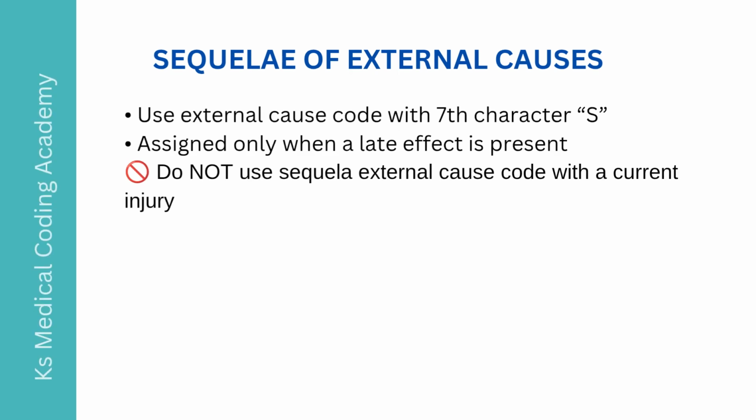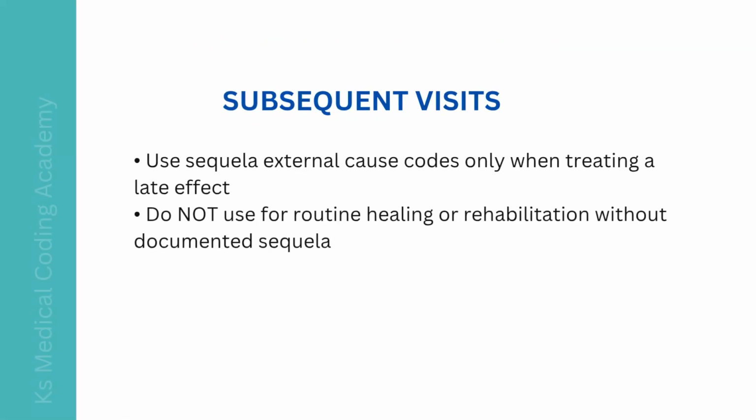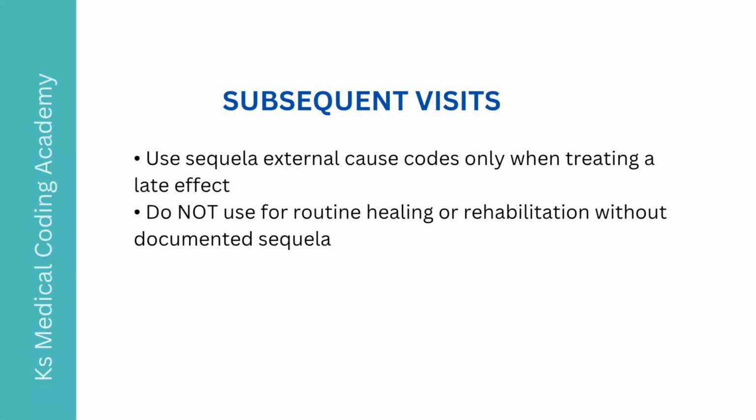Sequelae of external causes. Use external cause codes with 7th character S only when a late effect exists. Do not use sequela external cause codes with a current injury. Subsequent visits. Sequela external cause codes are used only when treating a late effect. They are not used for routine follow-up, healing, or rehabilitation unless a sequela is documented.